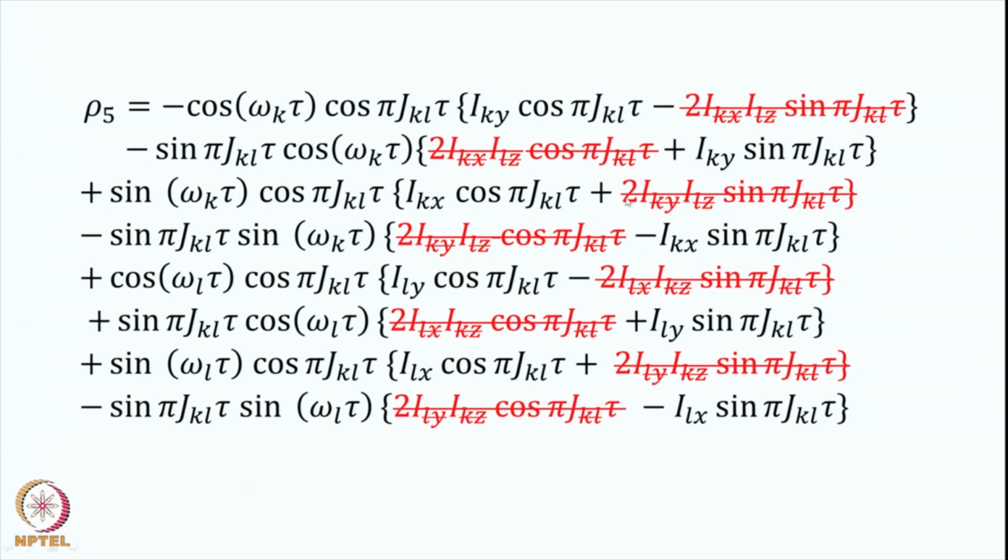The coefficients are here, you have the plus sin(ω_k τ) cos(πJ_kL τ) and sin(πJ_kL τ). So, it is the same coefficients here with a minus sign, and therefore this cancels with this. Similarly, this term cancels with this term and this term cancels with this term. So, now therefore half of the terms are cancelled.